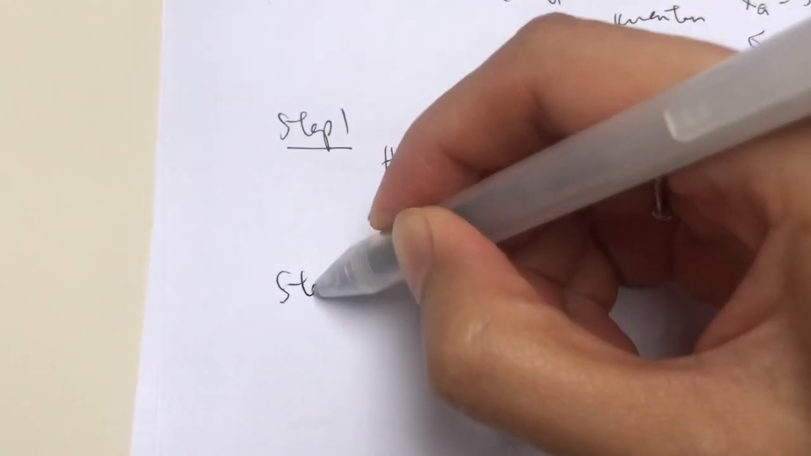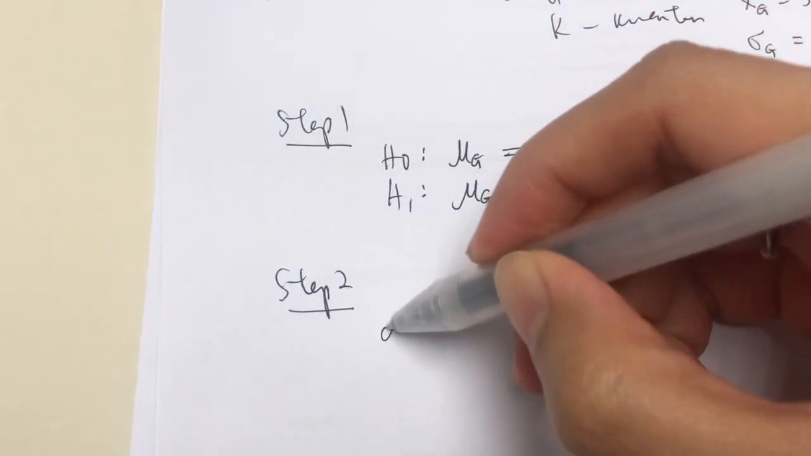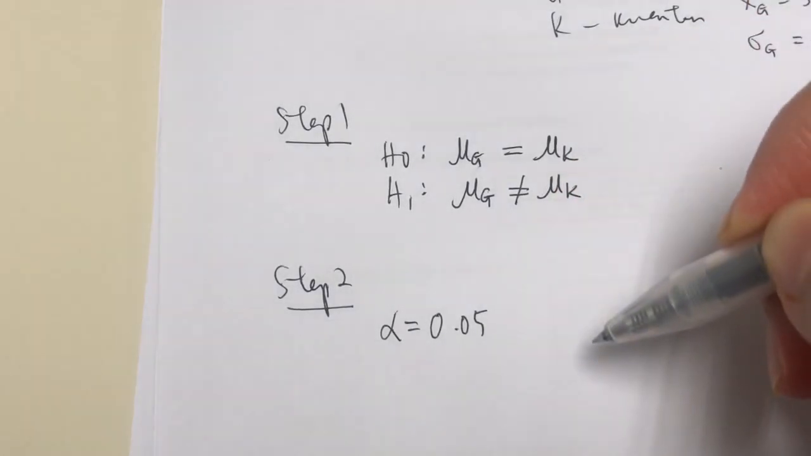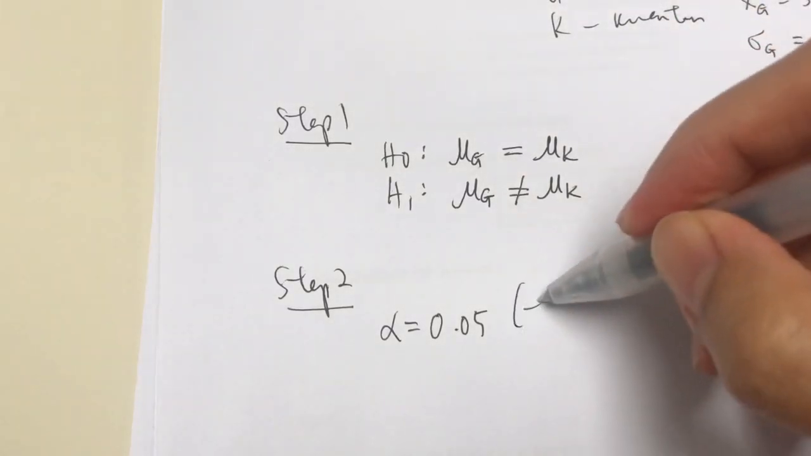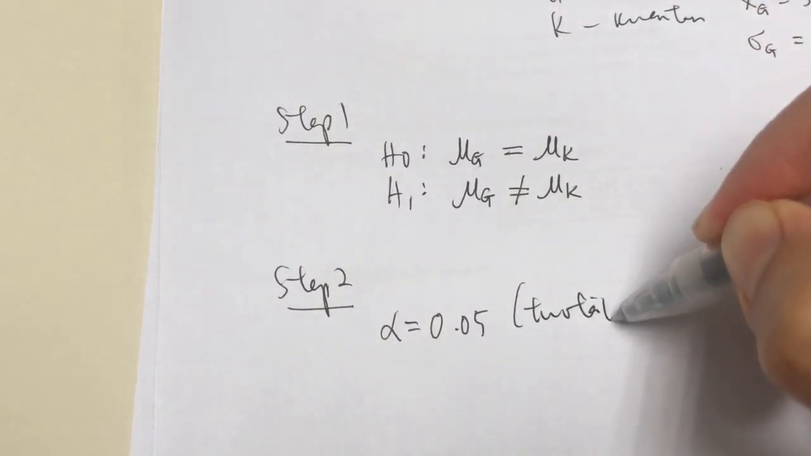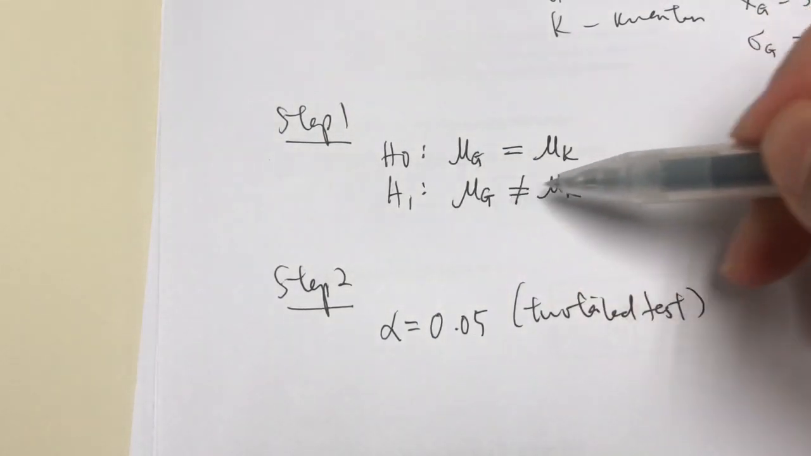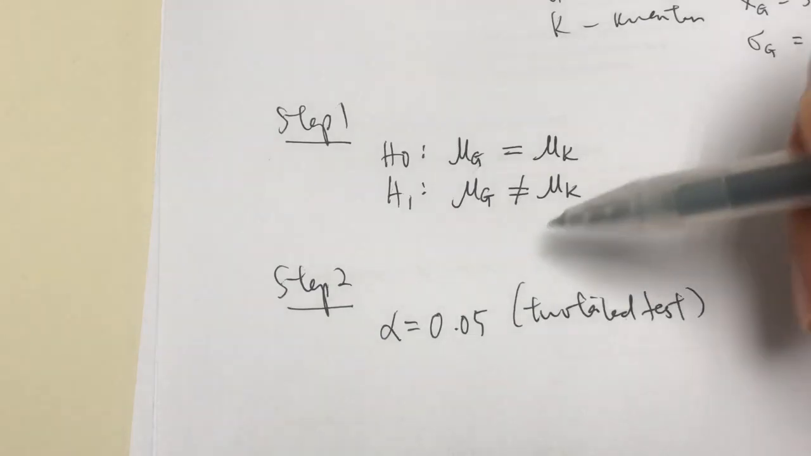Now, step 2 is basically to determine our level of significance, and it's given alpha is 5%, so 0.05. Is this a one-tailed or a two-tailed test? Yes, this is a two-tailed test because the sign for the alternate hypothesis does not specify any particular direction. Not equals to can either be more than or less than.